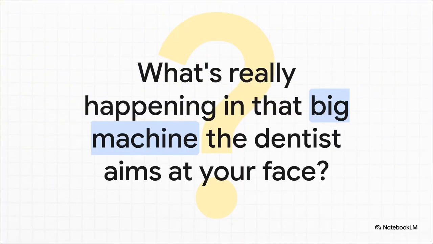You know the drill. You're sitting back in the chair, they put that heavy vest on you, and then they aim this strange device at your cheek. You hear a quick little beep, and that's it. But what just happened? I mean, what really went on inside that machine in that split second?